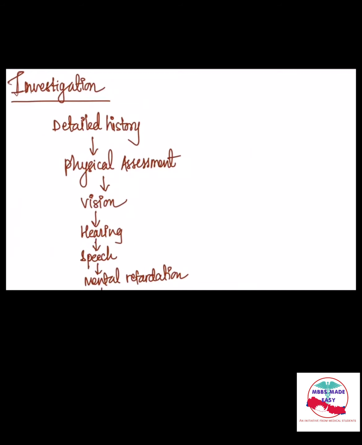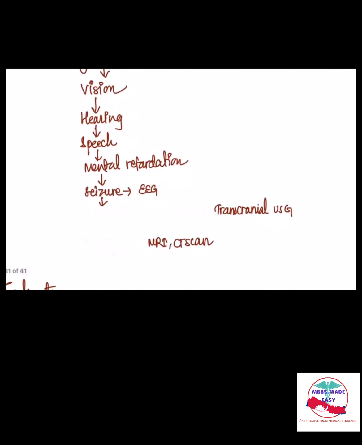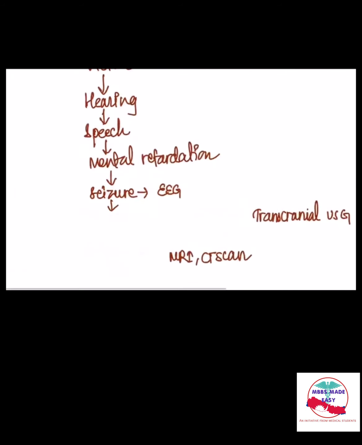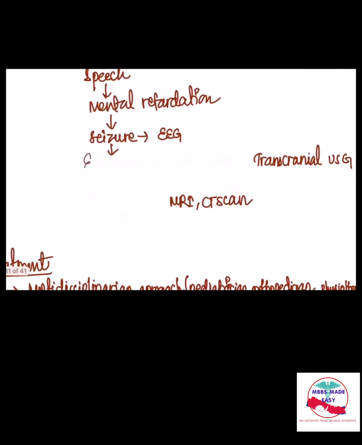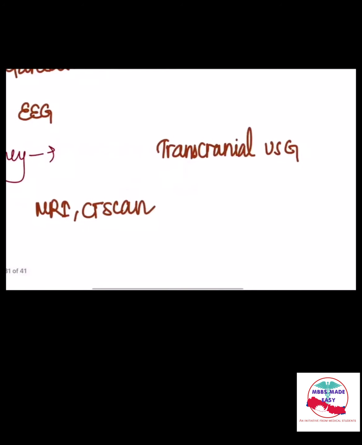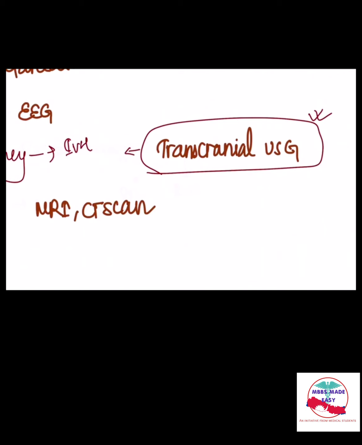Now, if the baby is small, let's say in the early neonatal period or early infancy, you need to do imaging. The best imaging of choice would be transcranial ultrasound, and not MRI, not CT scan. It is transcranial ultrasound because it is best to pick up intraventricular hemorrhage, intracerebral hemorrhage, and periventricular leukomalacia.